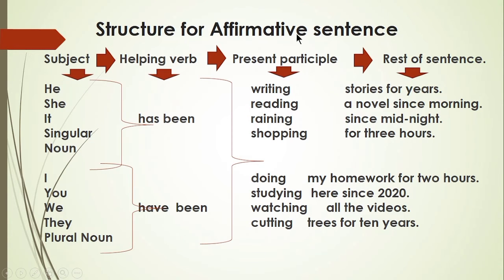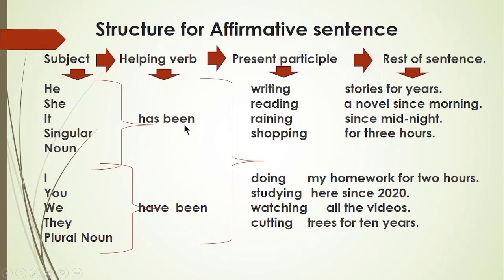Now the structure for affirmative sentences. First we have to put the subject. So if the subject is singular, he, she, it, or a singular noun, it's followed by has been. And if the subject is plural, it's followed by have been. Then the ing form or present participle, then the object and since and for or duration of time, etc.